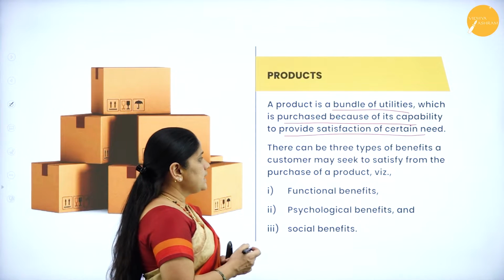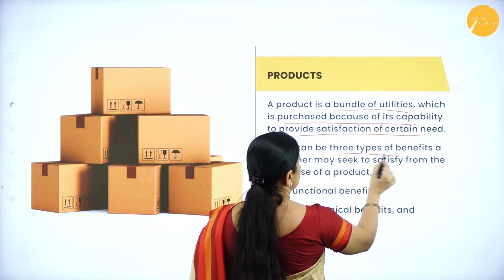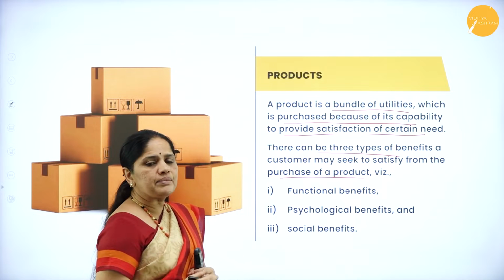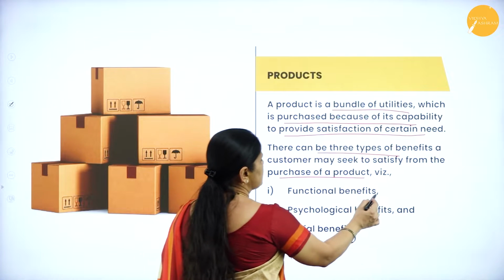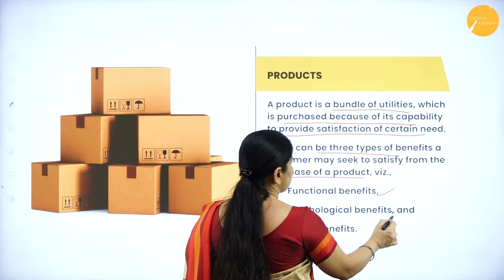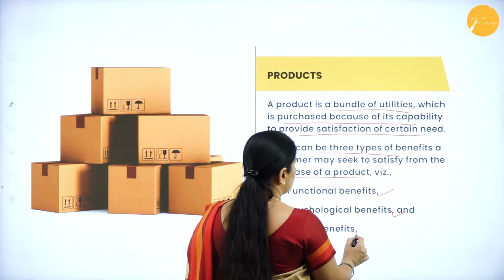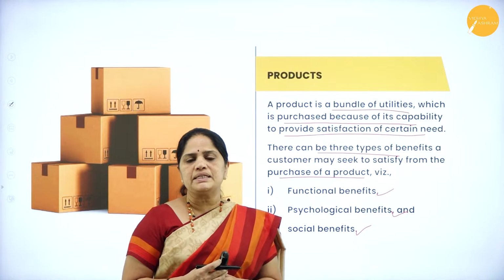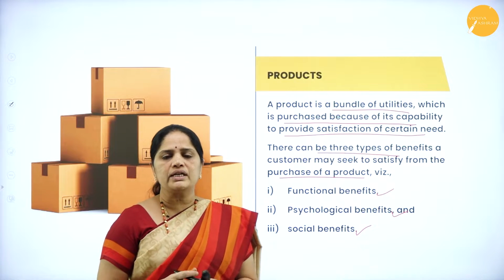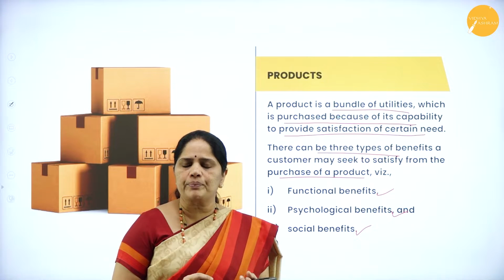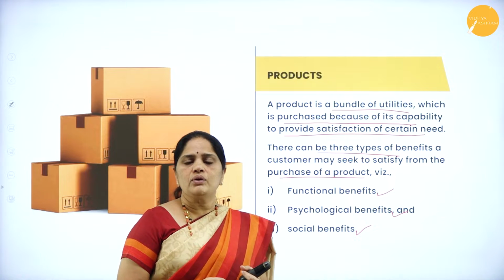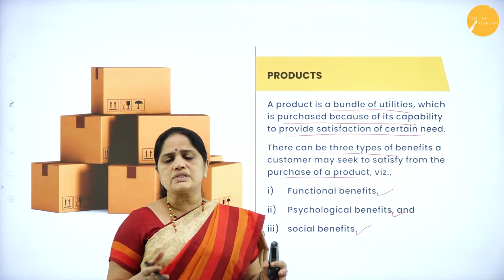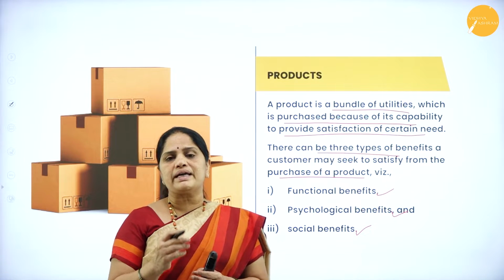Now, there are three types of benefits a customer may seek to satisfy from the purchase of a product. What are the three benefits we are getting from a product? The first one is the functional benefit, the second one is the psychological benefit, the third one is the social benefit. Whenever a person purchases a product, he will be looking into the quality of the product, the size, the brand name, the logo, etc., and the durability of the product. All these things will go into the decision to buy a product.